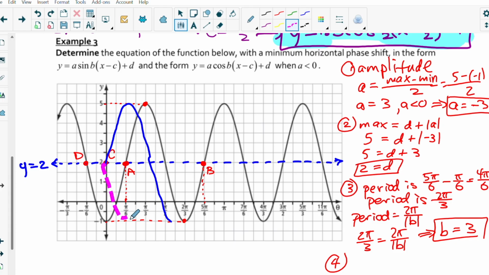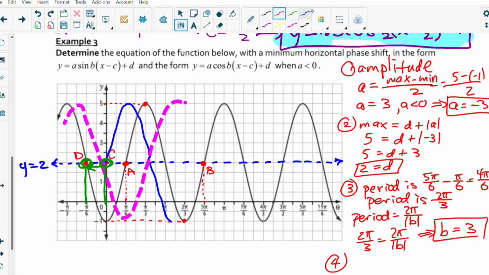The reflection looks like this, okay? So then, if the reflection looks like this, I need to know what this phase shift is from C to D to get to my new function. Well, it looks like that's pi over 6. So if I'm going here, here, that's pi over 6 to the left.